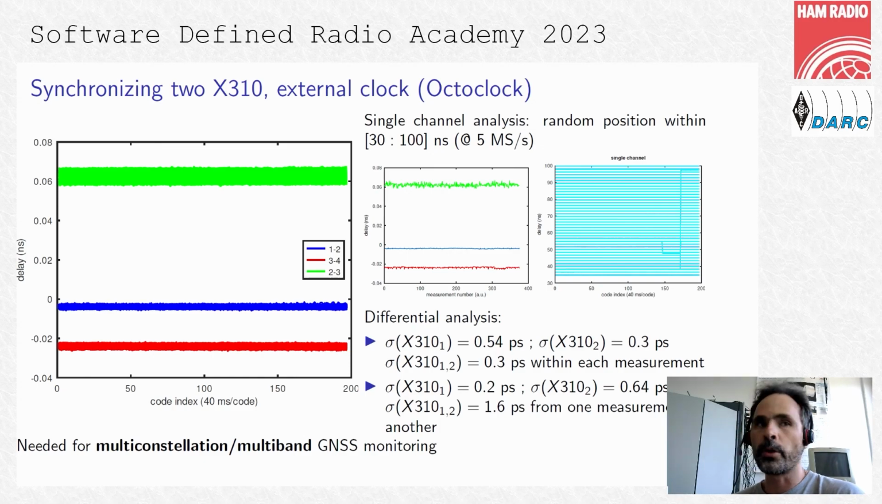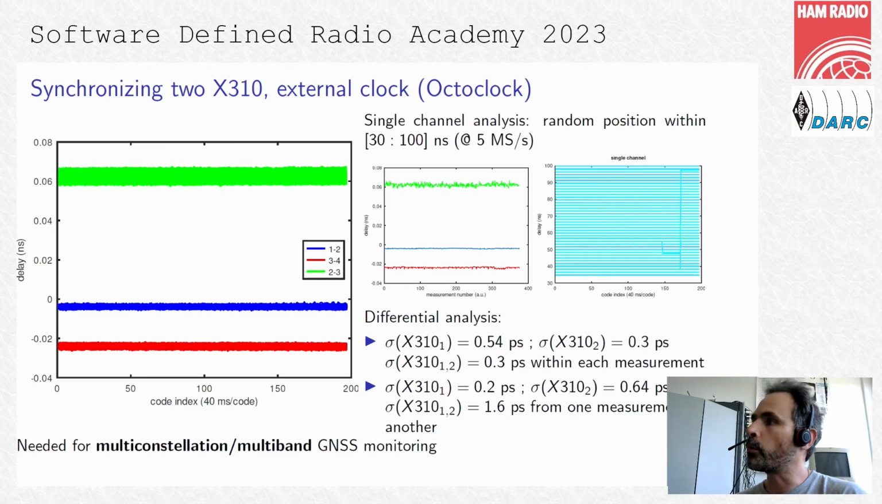We already knew that they were coherent, but now what we're doing is spreading the same reference signal to also compare what is happening inside each X310 with respect to the other, that's the green curve. And each one of these curves is quite thick because the measurement is repeated 1,000 times. So actually, the thickness of a curve is the distribution of the time delay in blue within one X310, in red within the two channels of the other X310, and in green between the two X310.